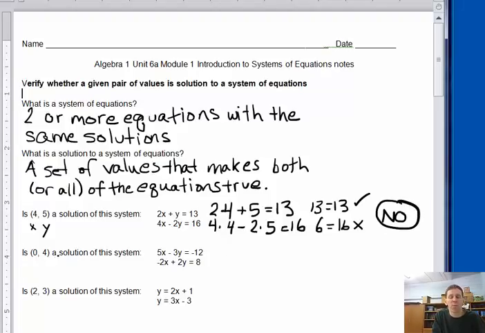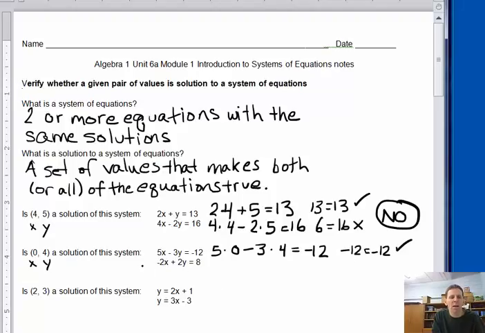And the second problem is: is (0, 4) a solution? Again, we're going to plug in 0 for x and 4 for y into both equations. So I'm going to plug in 0 for that top x, so it's going to be 5 times 0 minus 3 times y, which is 4, and hopefully that equals negative 12. Well, 5 times 0 is 0. Negative 3 times 4 is negative 12. So this is 0 minus 12, which is negative 12. That works. I get negative 12 on both sides of the equation.